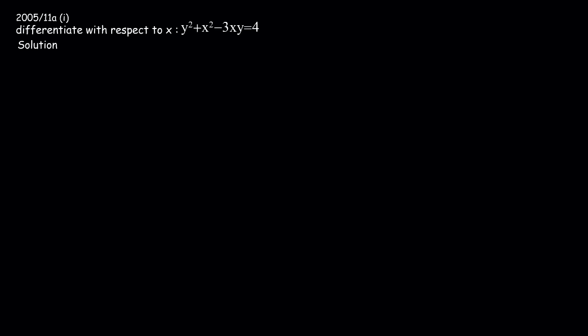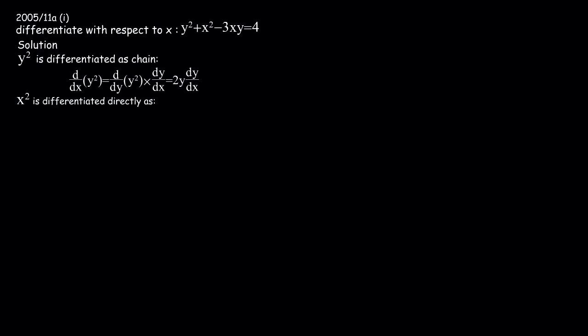Starting with y squared, it is differentiated as chain. It's going to give us d over dx of y squared, that is the derivative of y squared, will be equals to d over dy of y squared times dy over dx. That is, we are going to be differentiating y squared normally, it should give us 2y, then dy over dx. Now for the x squared, we are differentiating it directly. So d over dx of x squared will be equals to 2x.